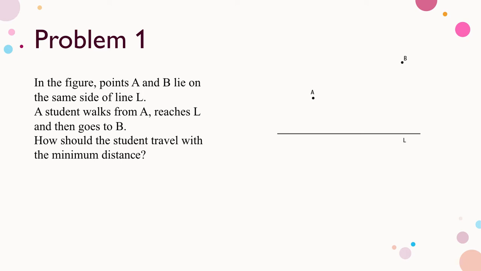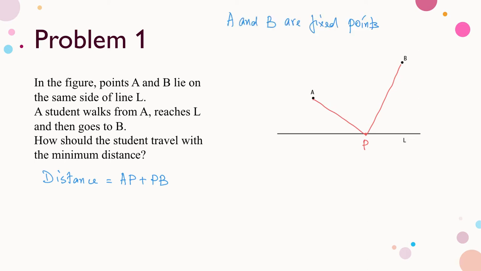Referring to the figure, A and B are points on the same side of the line L. A student walks from A, to L, and goes to B. How should the student travel in order to walk with minimum distance? Suppose the student reaches point P on L. Then the distance traveled equals AP plus PB. Here, A and B are given, and therefore they are fixed points. P is a point which can be varied. We would like to choose a suitable location for P so that AP plus PB is smallest.